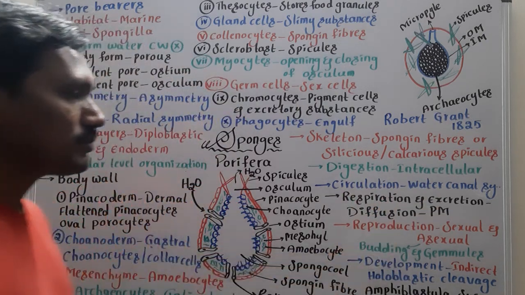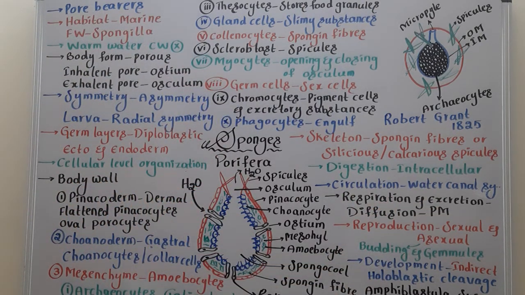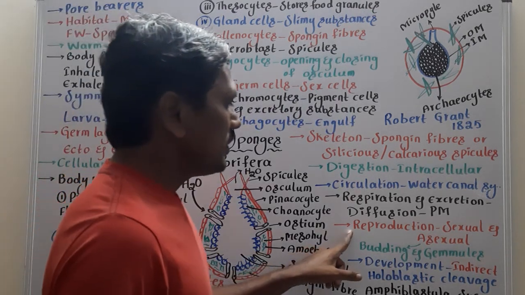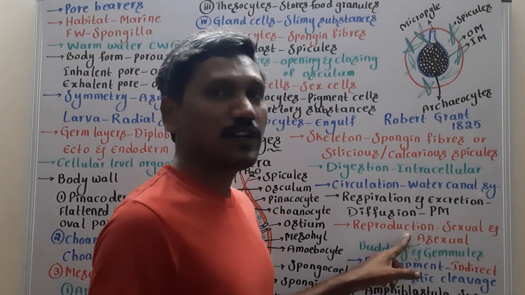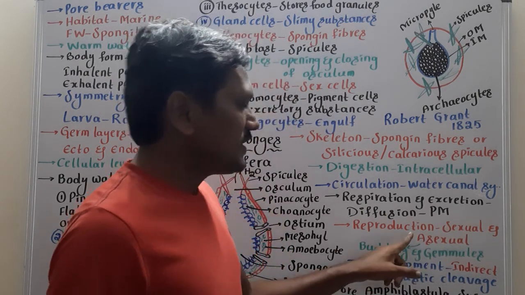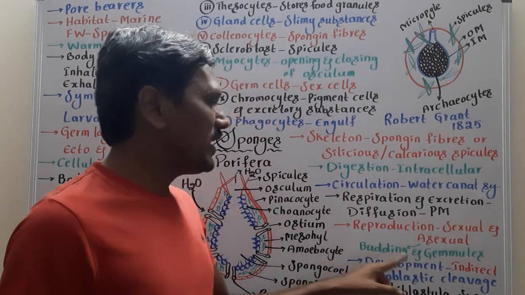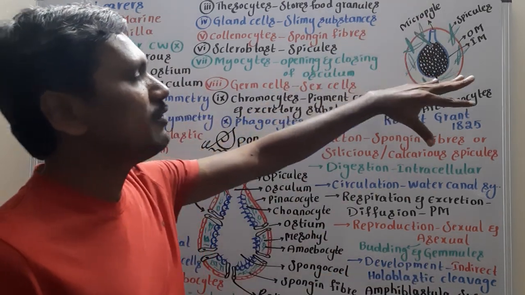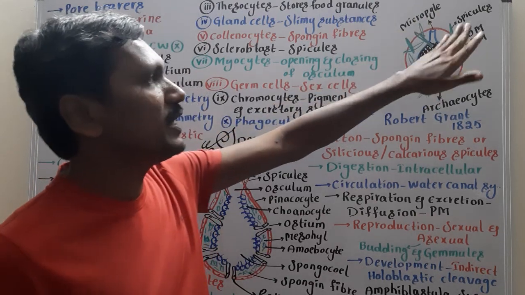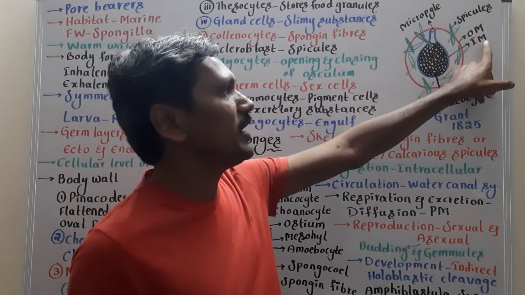Coming to the next point, reproduction. Reproduction takes place through sexual reproduction and asexual reproduction also. Asexual reproduction takes place through budding and gemmules. These are the gemmules. During unfavorable conditions, the sponges will form two layers, an outermost layer, the outer membrane, and an inner membrane.